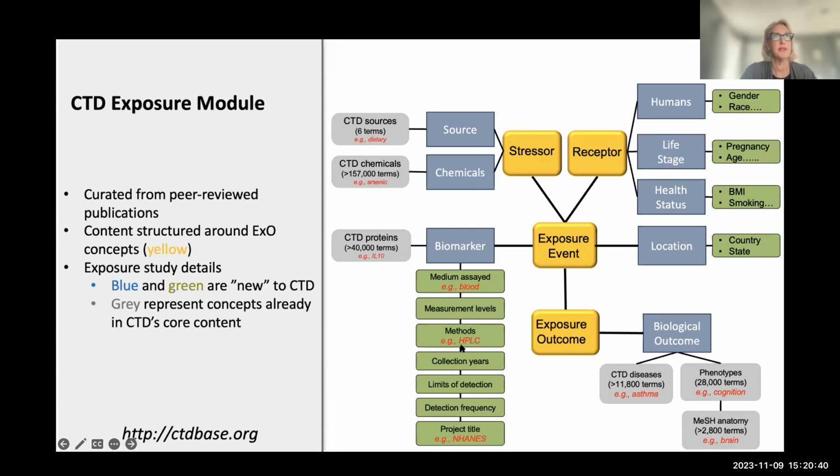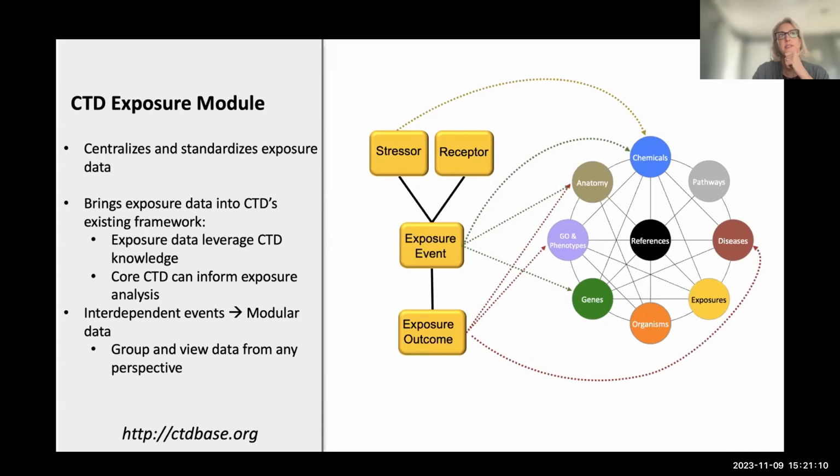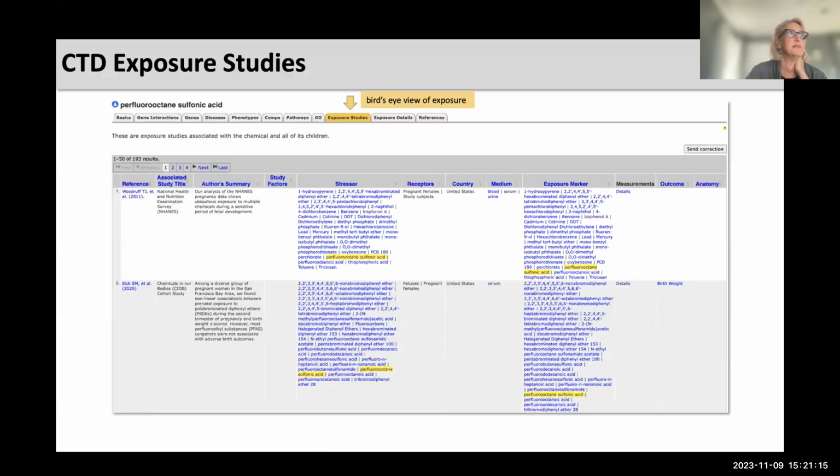But I'll show you what it looks like at the end of the day. And the important point here too is that the content in gray represents data we were already using in CTD. So a lot of the exposure curation details are new, but the content is highly integrated with the existing structure of CTD. So our stressors are connected to our chemicals, exposure events are connected to our chemicals and genes, and then of course outcomes are connected to phenotypes and diseases.